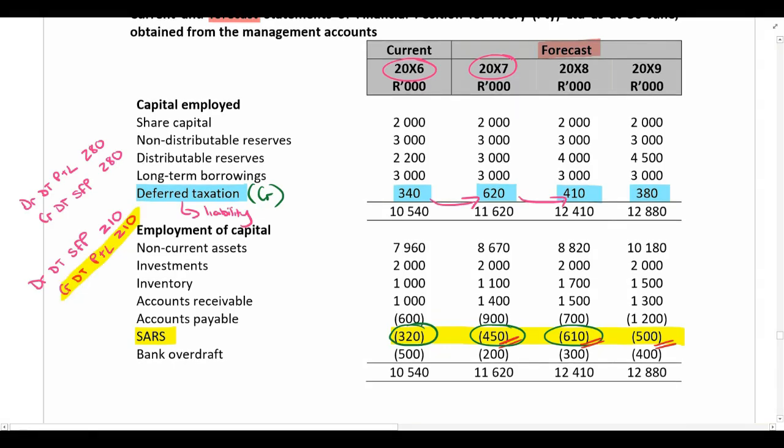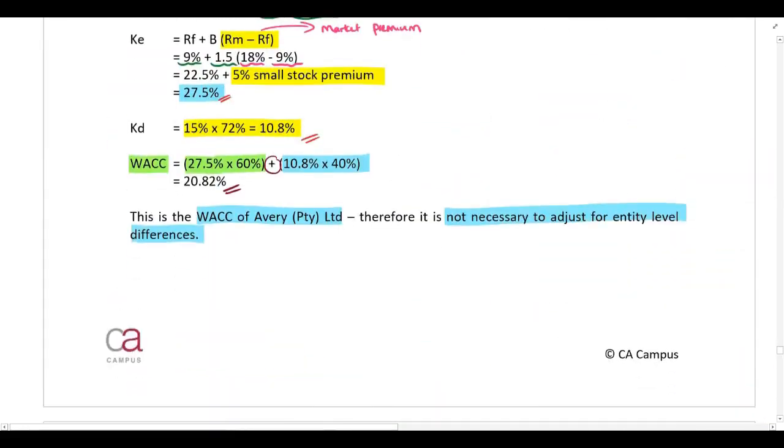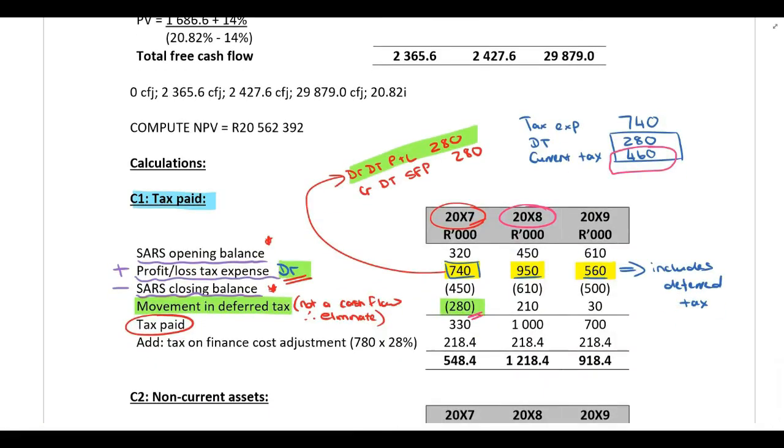because I am crediting deferred tax in my statement of profit and loss. It's now a credit. So previously, both of these were debit balances, adding up to this total debit. However, in 20x8, we have tax expense.